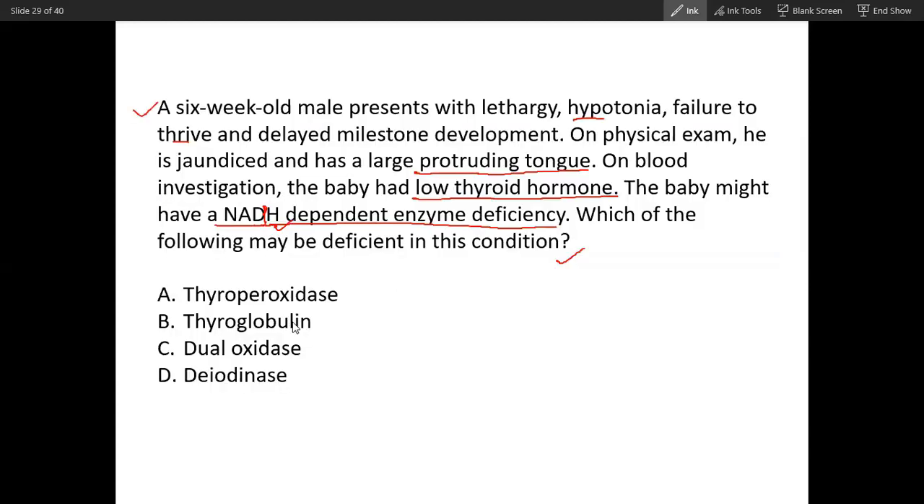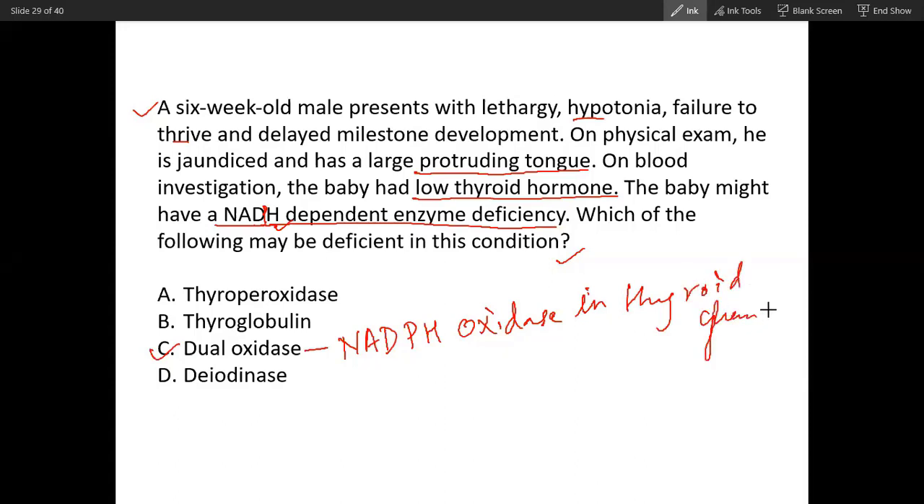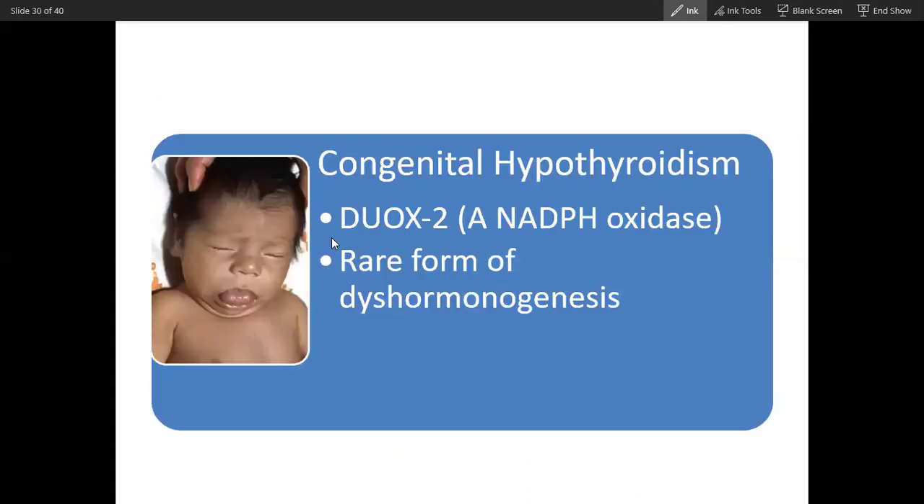Duox is a specific type of NADPH oxidase that is present where? In the thyroid gland. Same, it will utilize NADPH to convert into H2O2 like this. So that is why this is called duox. So this enzyme is duox. Deficiency of duox will cause a very rare kind of disorder.